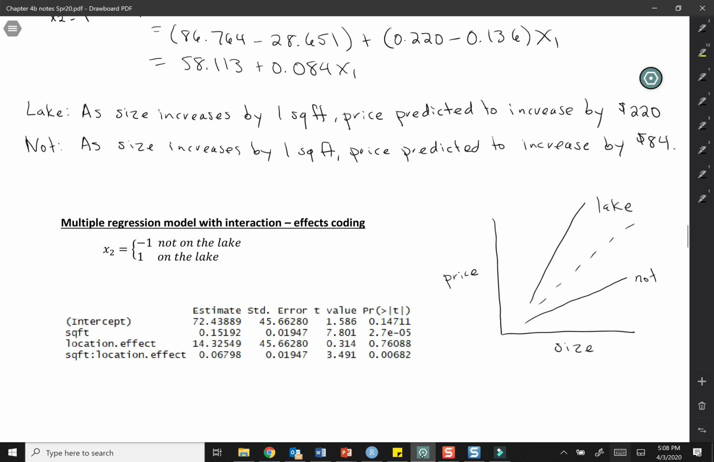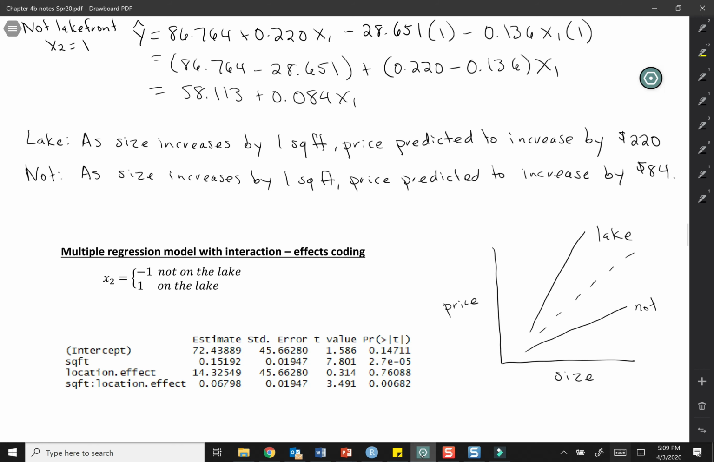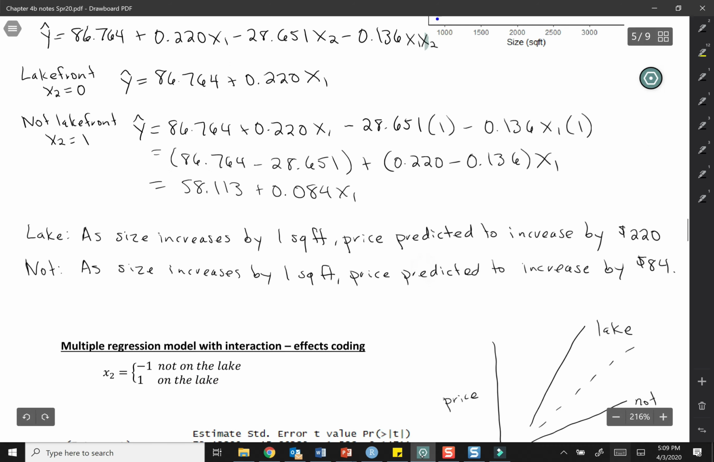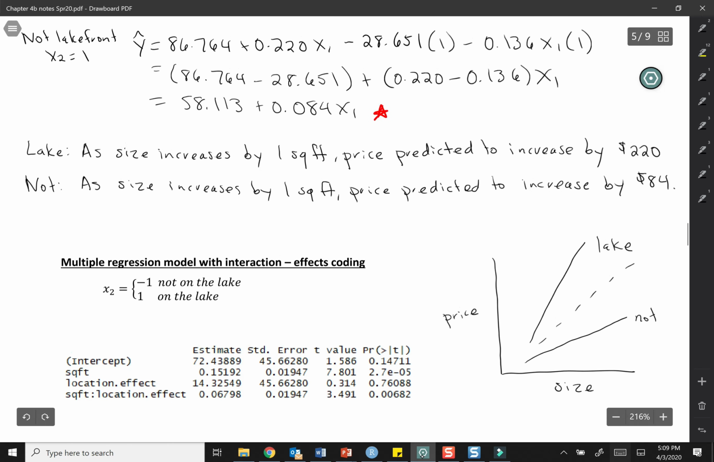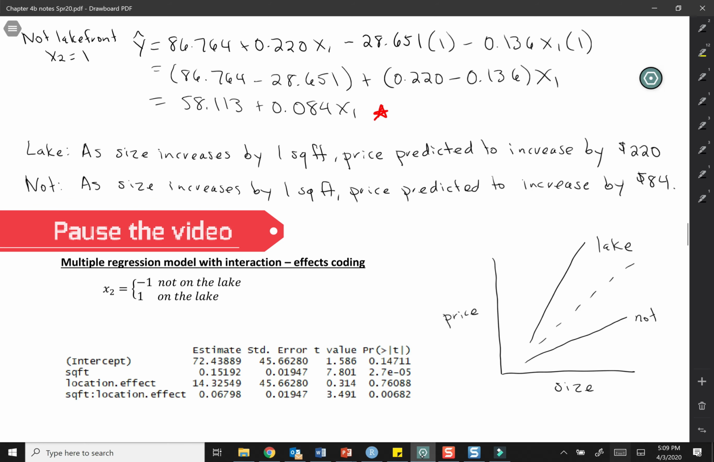Okay, because 0 is not showing up anywhere, right? -1 means not on the lake, 1 means on the lake. 0 has to be somewhere in between. So because this is an equivalent model, you should be able to get out the same prediction equations that we had before, the one for lakefront and the one for not lakefront, based on these coefficients instead. So I want you to try that. Pause the video and use these coefficients and see if you can get back to those same prediction equations. So you should have one for lakefront, one for not lakefront.